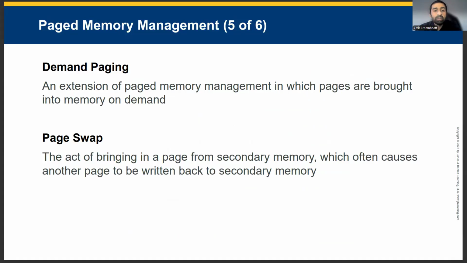Here we learn about demand paging. Instead of loading all pages of a process into memory, the OS loads pages only when they are needed. If a page is not currently in memory, a page fault occurs and the OS retrieves it from secondary storage. Sometimes it must swap a page out to make room. This is called a page swap. Demand paging makes programs appear much larger than physical memory, enabling virtual memory systems and allowing efficient multitasking. But excessive swapping can slow the system.